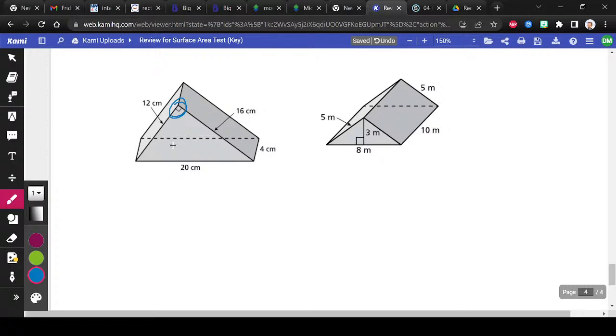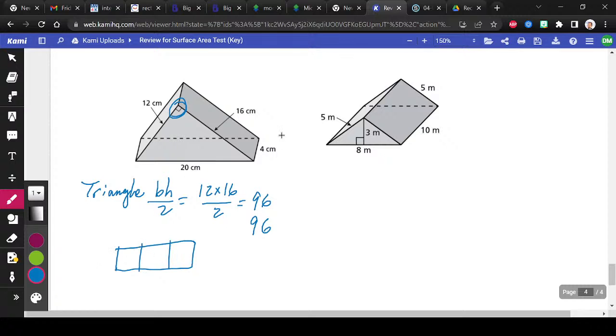And this one, up here is my right angle, so the triangle is base times height divided by 2. And so that's 12 times 16 divided by 2. I think that's 96, but I'm going to double check in my calculator here. Yes, it is. So two 96s, one for the front, one for the back.